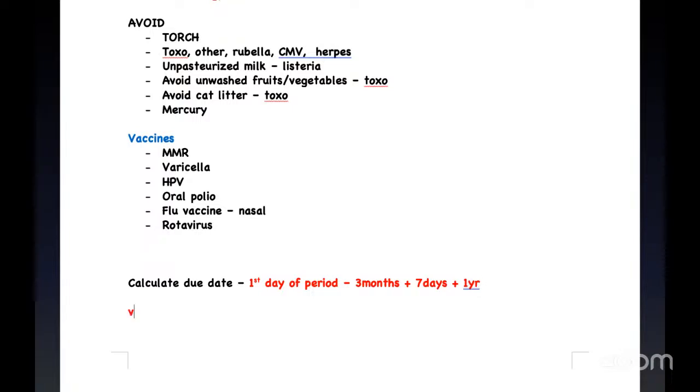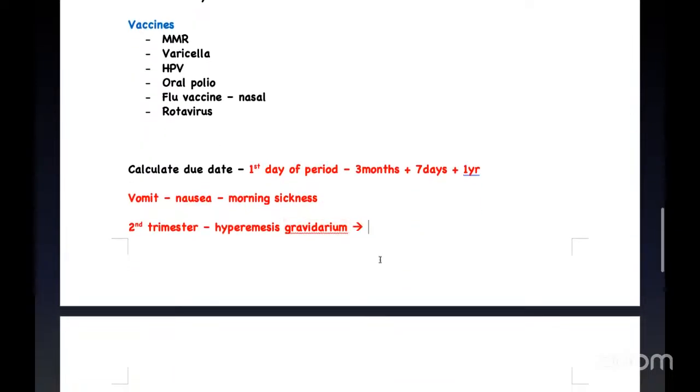Remember, she's going to vomit and she'll have nausea. They will call it morning sickness. But it can get worse. It can get to the second trimester and still be doing the same thing. And this is what we call hyperemesis gravidarum. If your board gives you this, forget about OB. They're not going to ask you OB anymore. This has become fundamental. This is fluid management. So change your brain and answer every question in terms of fluid management.